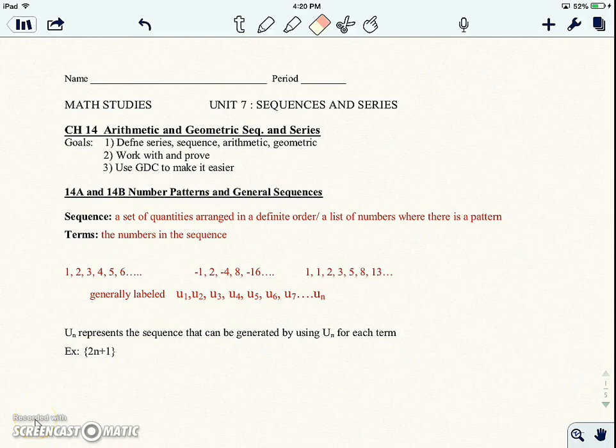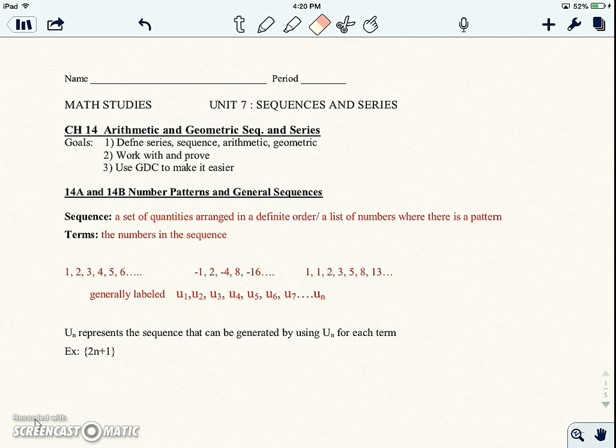Unit 7, Chapter 14, Arithmetic Sequences. Our goal of this whole unit is to define the words series, sequence, arithmetic, and geometric, to work with those things and prove them, and then of course to use a graphing display calculator to make it easier. 14a and 14b talk about number patterns and general sequences.